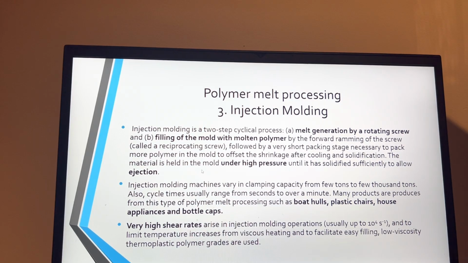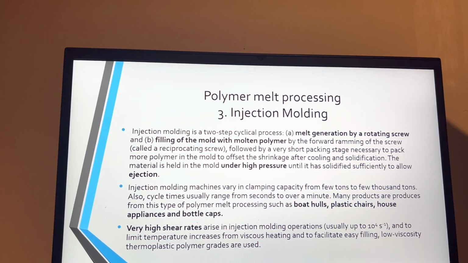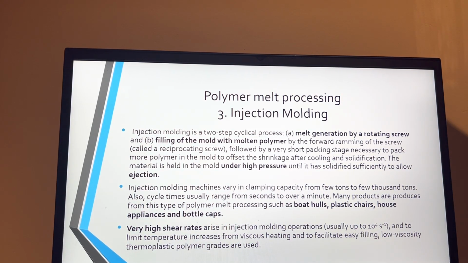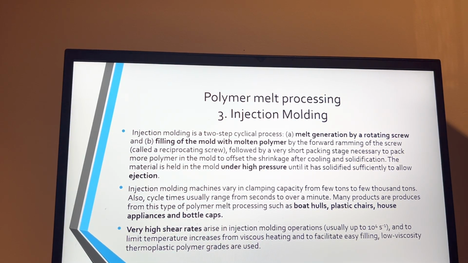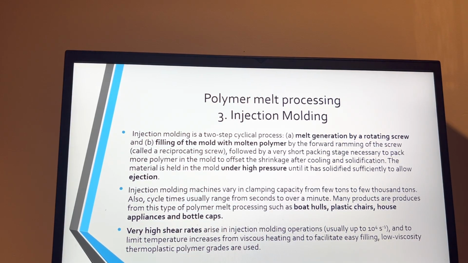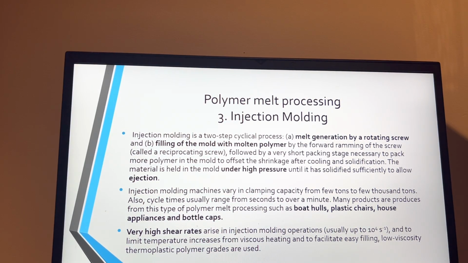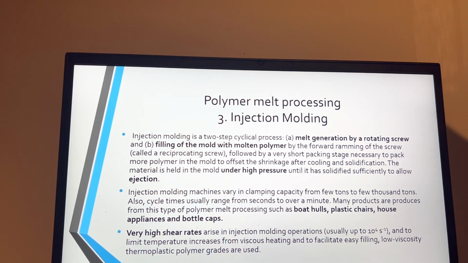The third way of polymer melt processing is injection molding. It is a two-step cyclic process. First, melt generation by a rotating screw, and second, filling of the mold with molten polymer by the forward ramming of the screw, called a reciprocating screw, followed by a very short packing stage necessary to pack more polymer in the mold to offset the shrinkage after cooling and solidification. The material is held in the mold under high pressure until it is solidified sufficiently to allow ejection.